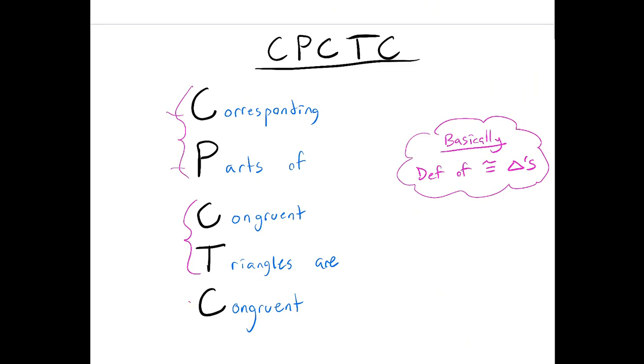That's it. It literally just says the matching parts of two triangles that are the same. Then all those matching parts are the same, right? So we're going to call it CPCTC. And really, this is just the definition of congruent triangles.